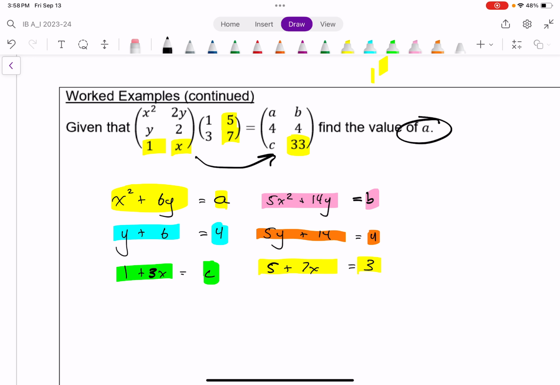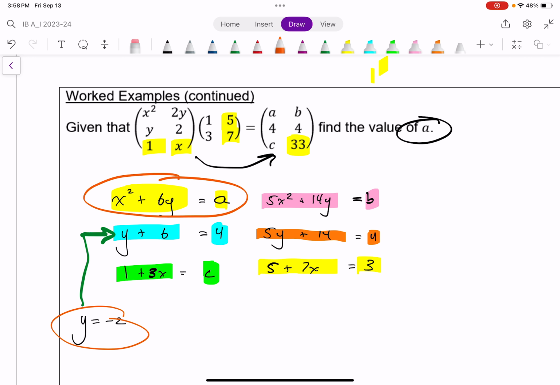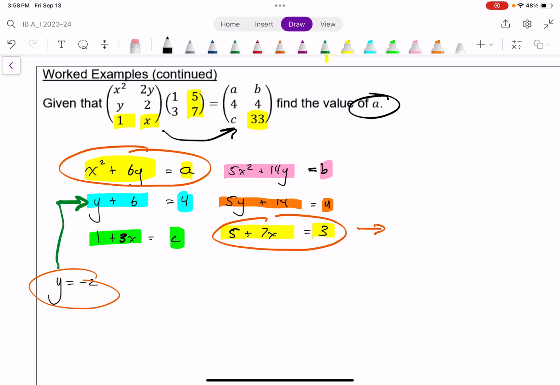So if I want to find A, I can do it in a number of ways. Let's start with this one right here. I know that y plus 6 equals 4, which means y must equal -2. And if I know y equals -2, let's use this one right here. Oh, I need to find x as well, so let's look right here. 5 plus 7x equals 33. So solve for x there. I get x equals 4.